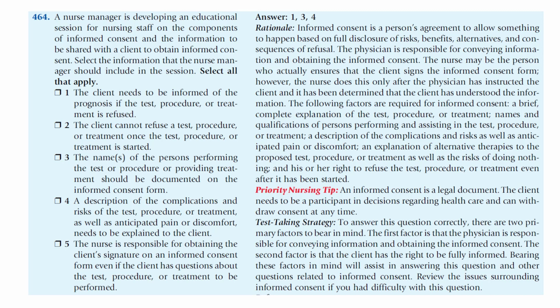The following factors are required for informed consent: a brief, complete explanation of the test, procedure, or treatment; names and qualifications of persons performing and assisting in the test, procedure, or treatment; a description of the complications and risks as well as anticipated pain or discomfort; an explanation of alternative therapies to the proposed test, procedure, or treatment as well as the risks of doing nothing; and his or her right to refuse the test, procedure, or treatment even after it has been started.